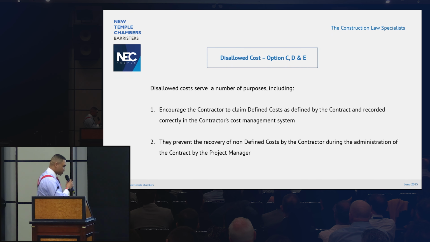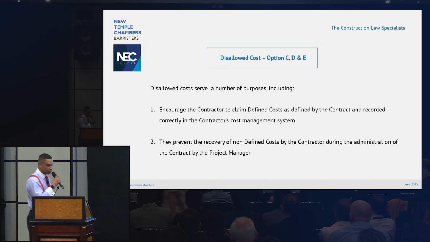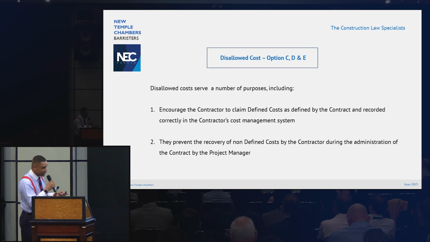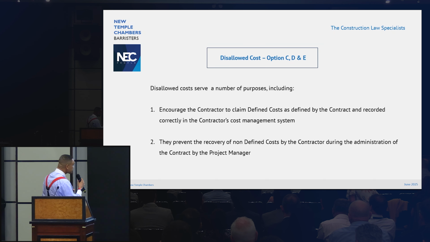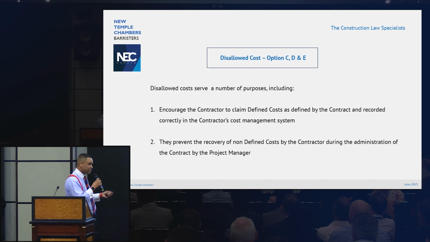Now, what's the purpose of having disallowed costs? There's quite a lot of reasons, but I've mentioned 2 of them which I think are very relevant: to encourage the contractor to claim defined costs, but more importantly, in accordance with the actual contract which you've signed up to. Also to prevent recovery of undefined costs during the administration of the contract, which is administered by the PM.